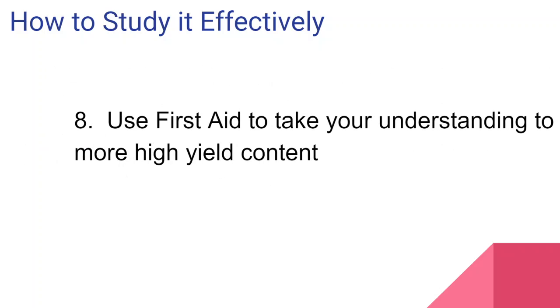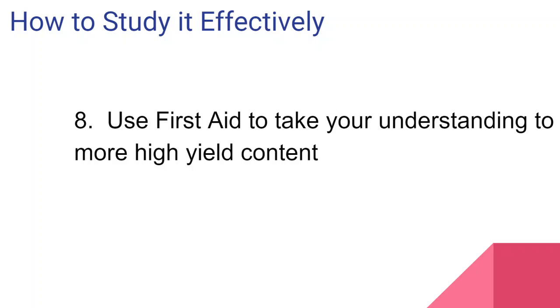Now, one of the resources I would recommend using for this subject is First Aid, and that is to take your understanding to a higher level. First Aid is actually really useful for understanding different pathological conditions. It's got everything organized into different organ systems and then into different subjects. For pathology particularly, it has really good bullet points that you can use to really focus on high yield information.